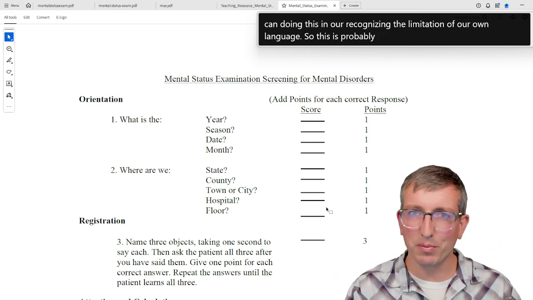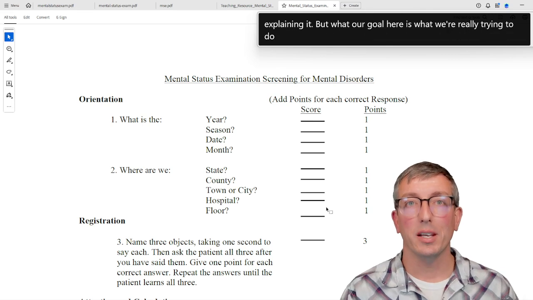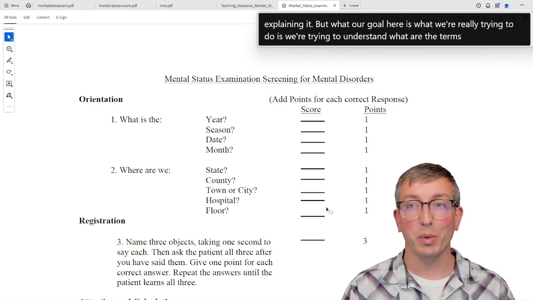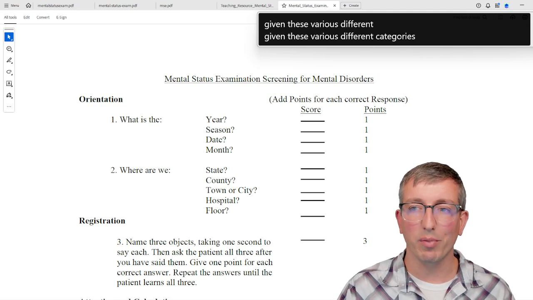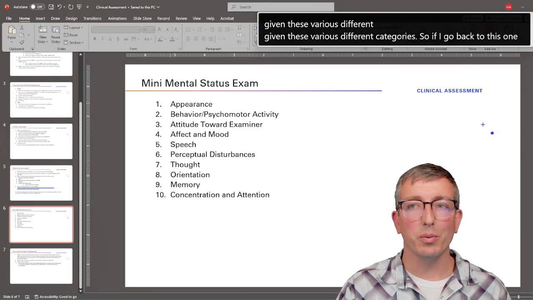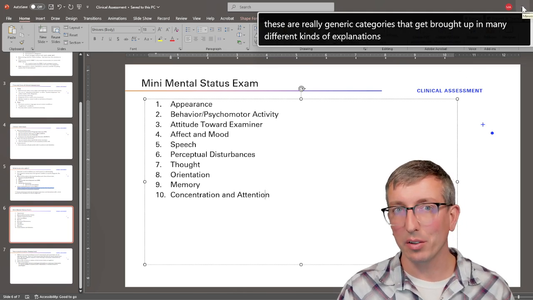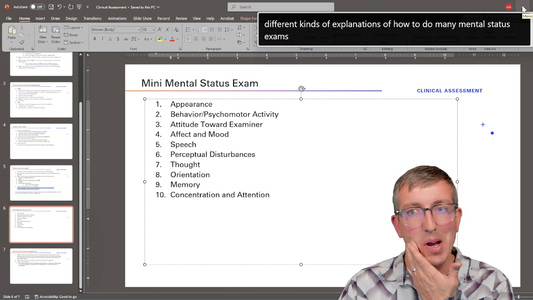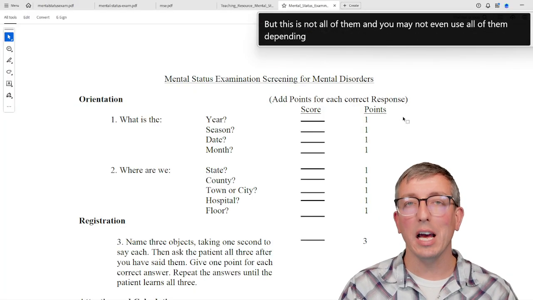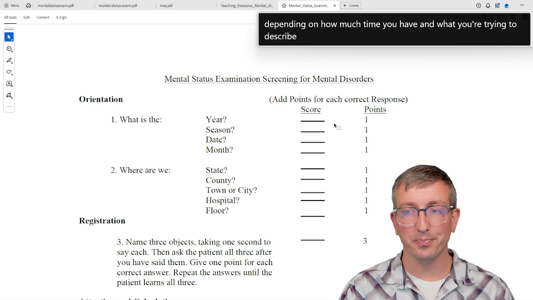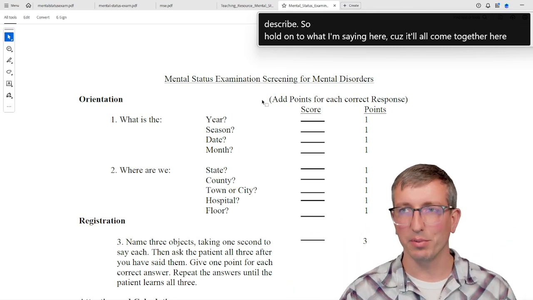So this is probably a little confusing the way I'm explaining it. But what we're really trying to do is understand what terms we can use to describe people given these various different categories. If I go back to this one, these are really generic categories that get brought up in many different explanations of how to do mini mental status exams. But this is not all of them, and you may not even use all of them depending on how much time you have and what you're trying to describe. So hold on to what I'm saying here, because it'll all come together in just a few minutes.